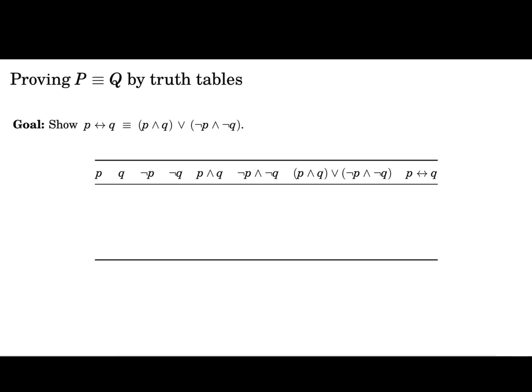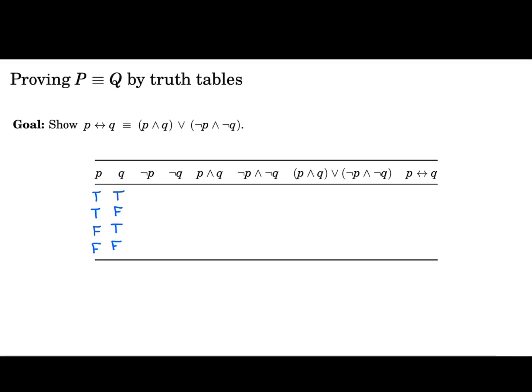So let's do this. We start with our variables, P and Q, and we list out all the possibilities. They can be both true, P can be true and Q false, then you can have P false and Q true, and you can have both of them false.